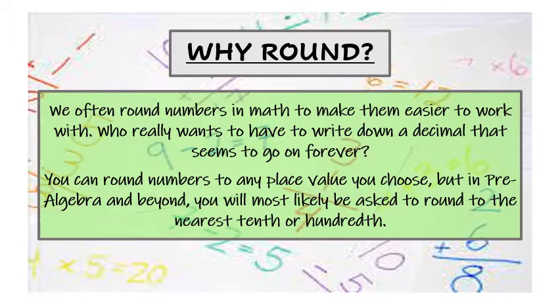We often round numbers in math to make them easier to work with. For example, the number pi, if we were to write it out as a decimal, it's 3.1416, and then it's got an infinite number of numbers that follow the 6. So 3.1416, blah, blah, blah. Do you really want to use that number in a math problem? Do you want to add it to something, subtract it from something, multiply it by something? No. It would be very messy and very difficult. So that's why we round numbers.